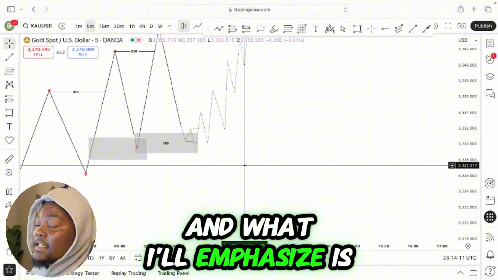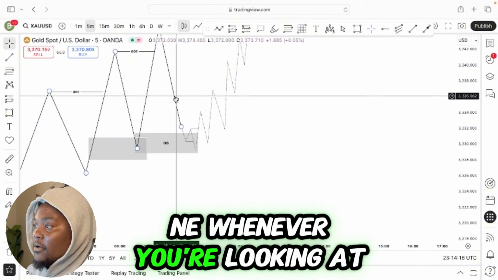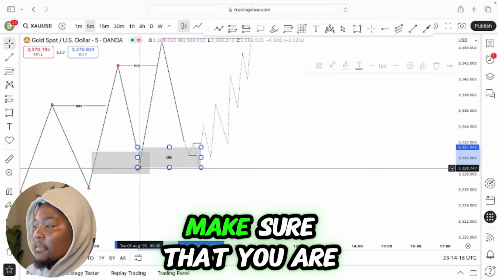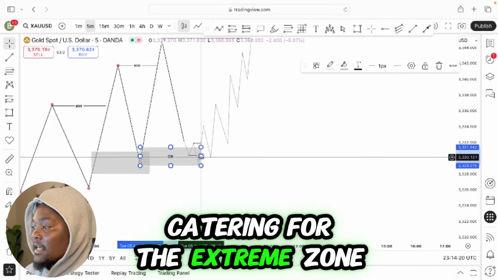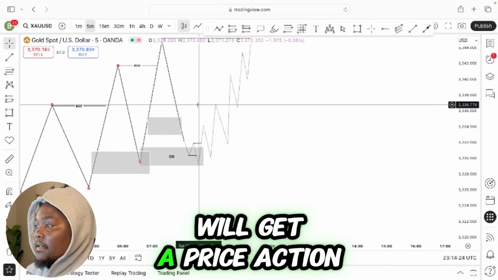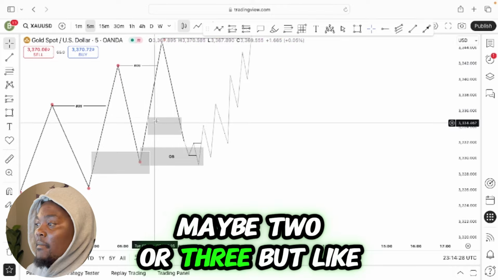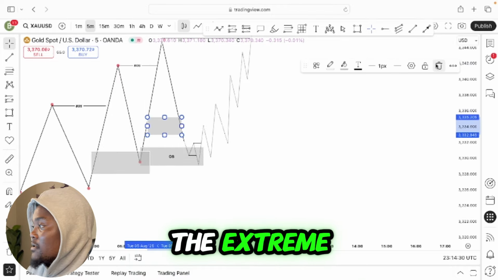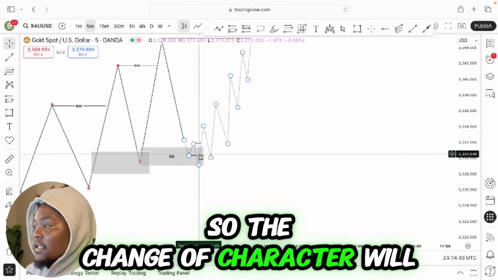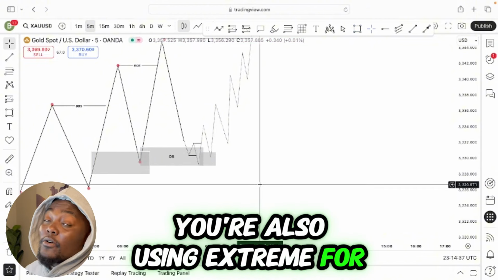What I'll emphasize is that you must use the extreme zones, guys. Whenever you're looking at the 15-minute time frame, make sure that you are catering for the extreme zone. I know that there are some areas where price action will give you areas of interest, maybe two or three, but make sure that you're using the extreme zone all the time. So the change of character will come up. Then after that, you're also using the extreme for your entries.